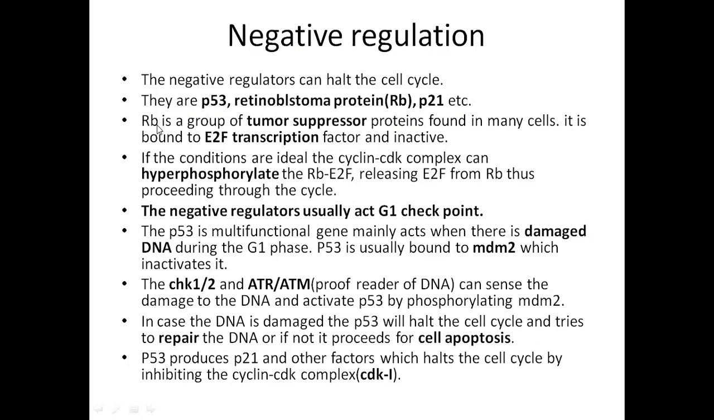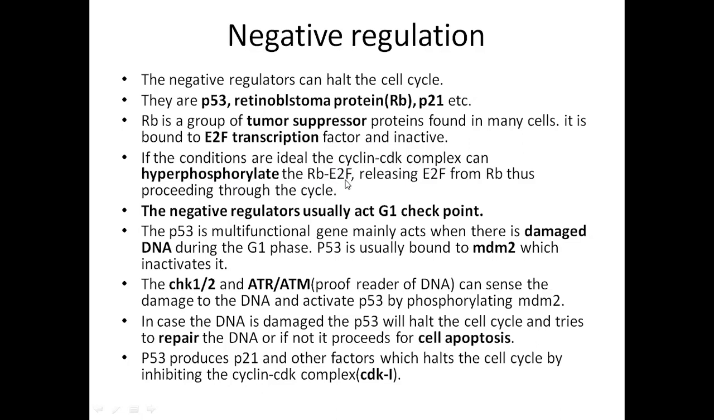Now, what is this retinoblastoma protein, or RB? It's a tumor suppressor protein which can suppress the process of cell division if there is anything wrong with the cell division. The retinoblastoma protein is usually attached to a transcription factor called E2F. When both of them are attached to each other, this molecule is inactive inside the cell. Once the cyclin CDK complex is formed during the G1 phase, if everything is proper in the G1 phase, the cyclin CDK complex will hyperphosphorylate the RB-E2F complex.